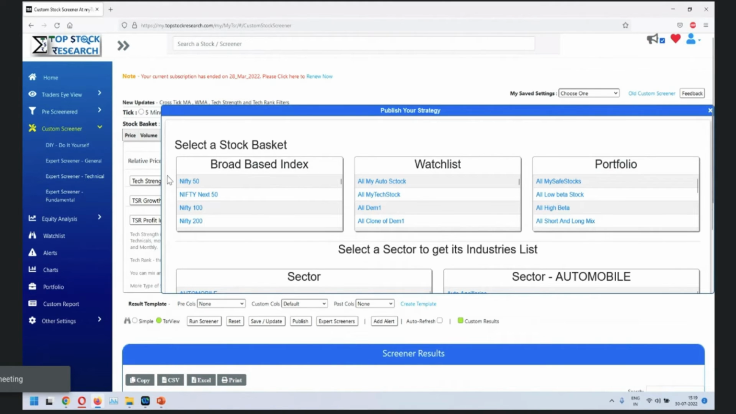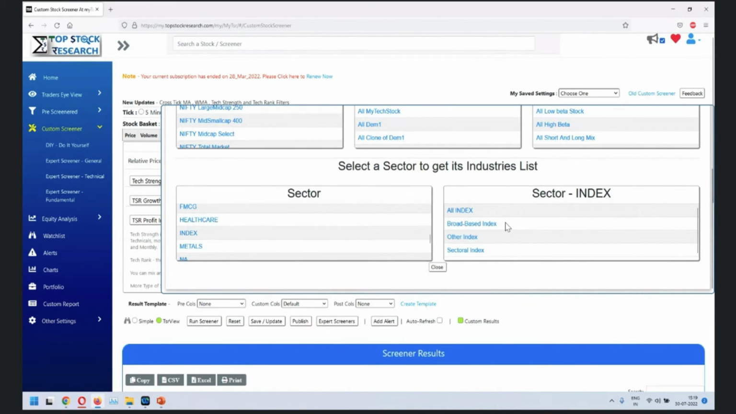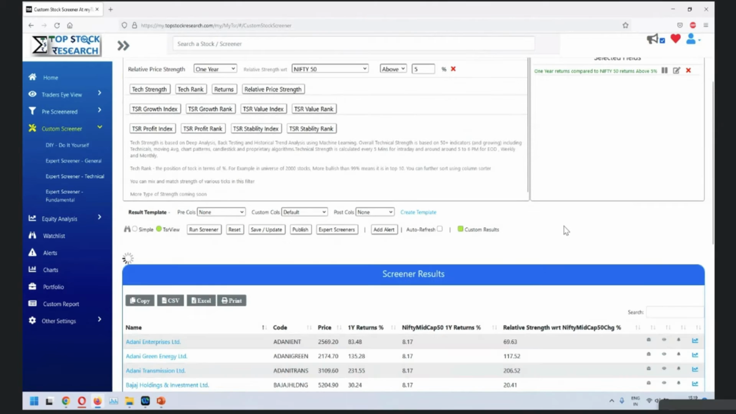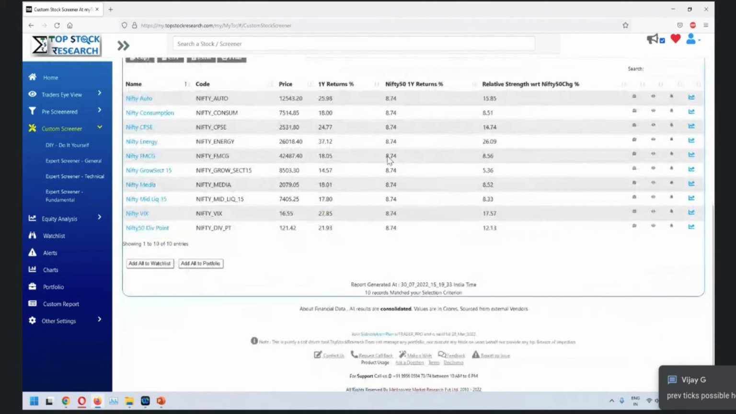So what we are doing is, instead of these broad-based indices, in the sector, select index and select all. So this will give you those indices which are performing better than Nifty.